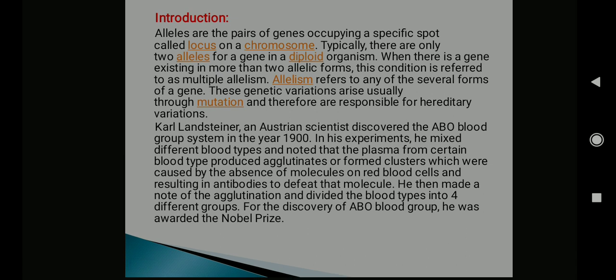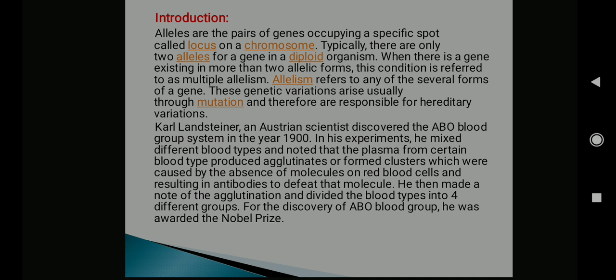Alleles are the pair of genes occupying a specific spot called a locus on a chromosome. Humans have 23 pairs of chromosomes. Typically, there are only two alleles for a gene in diploid organisms. When a gene exists in more than two allelic forms, this condition is referred to as multiple allelism. Alleles refer to any of the several forms of a gene. These genetic variations usually arise through mutation and are therefore responsible for hereditary variations.